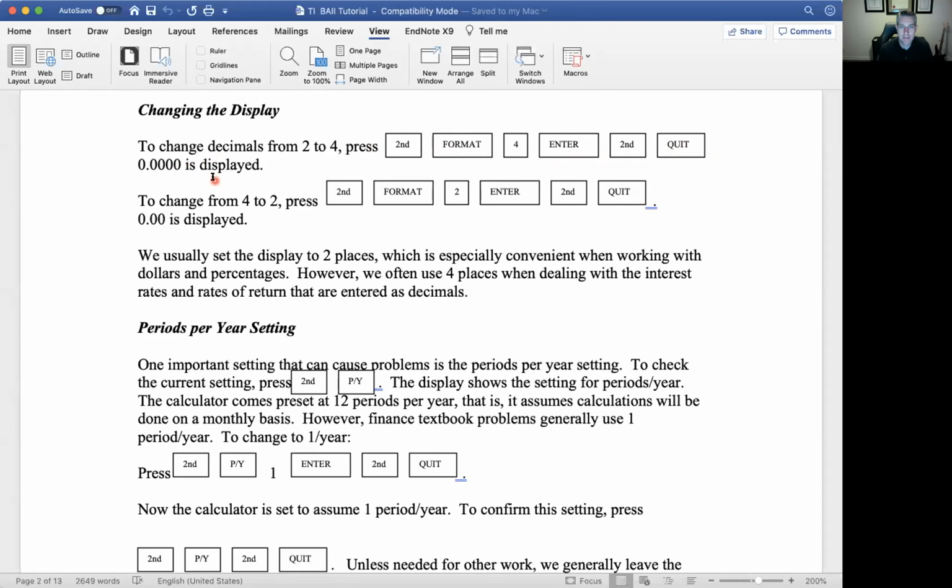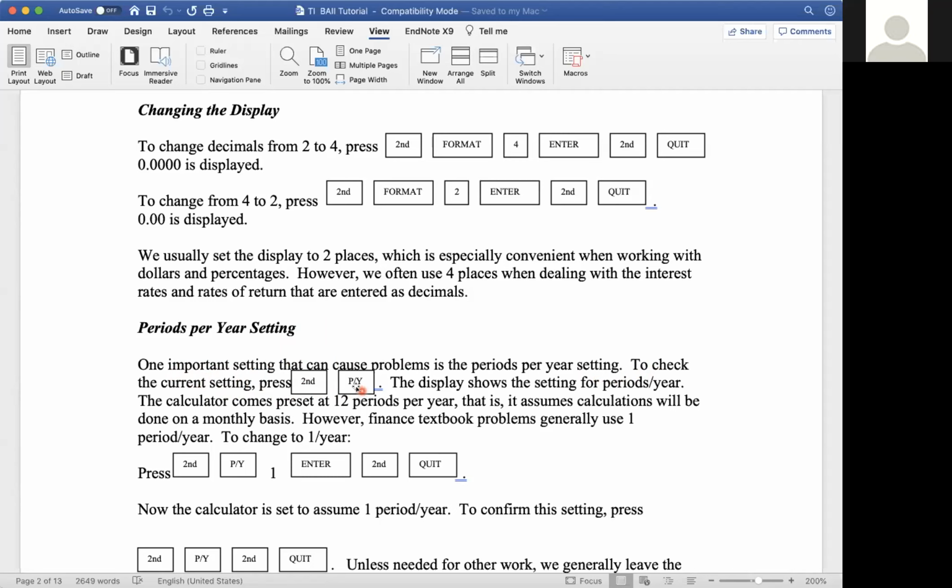Did it work for you guys? Yes. Perfect. Okay, now let's go to the next thing, periods per year setting. And this will be very important as well if you haven't already set this. So what we do to check your current setting, press the second button and then press the P over Y.